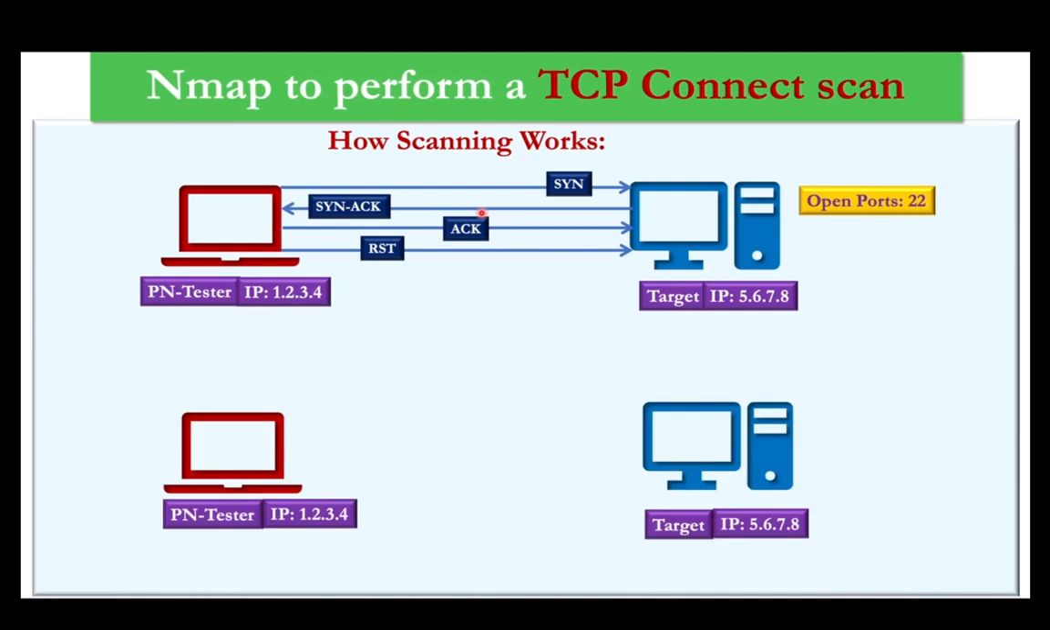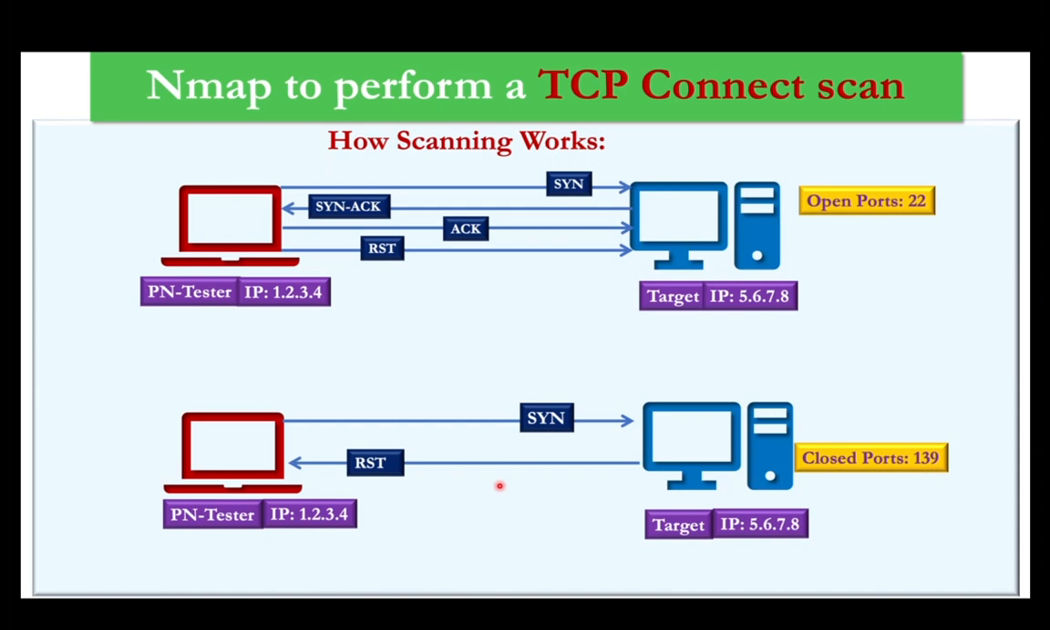Another case is when the pen tester sends a SYN request to connect with the target, and the requested port, for example port number 39, is closed, or the application running on this particular port is not responding or is inactive. Then the target sends the reset packet because the port is closed. The operating system receives this reset packet and gives it back to Nmap. Nmap understands that the port is closed.